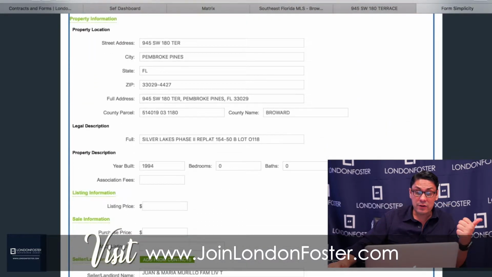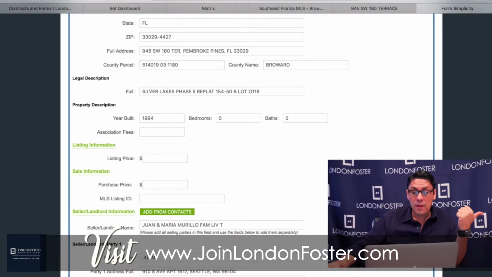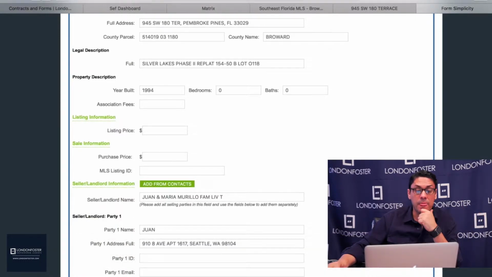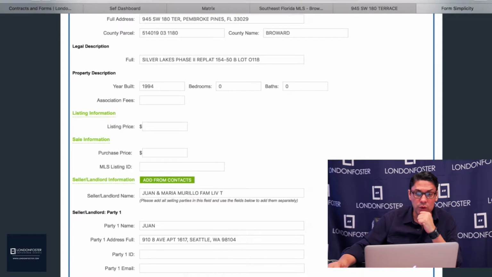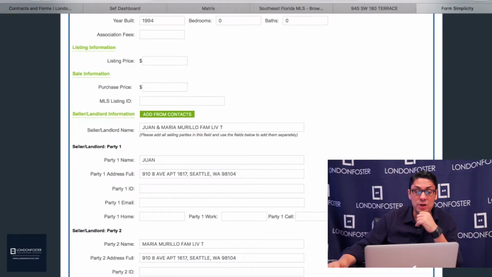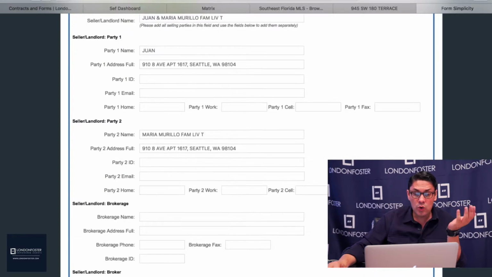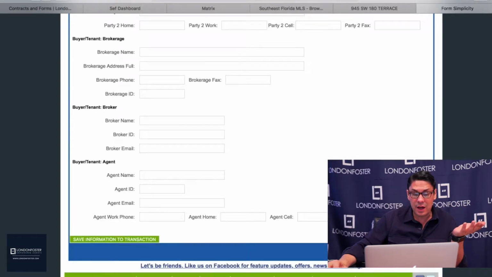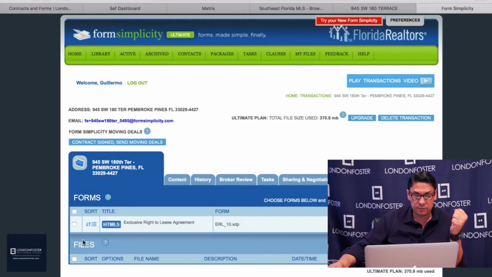Here we have the address, the city, the state, zip code, the full address, the county parcel, which is your folio number, your county, your full description, this is your legal description, the year which it was built, who the owners are, what their address is, etc., etc. Okay? So you want to make sure that you save this information so that you have everything up and ready.